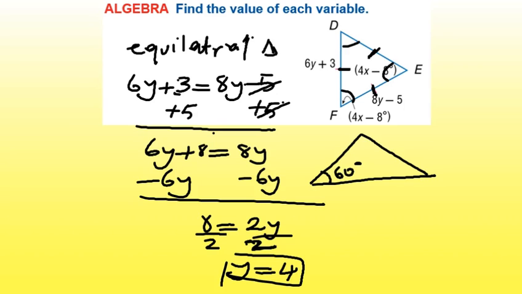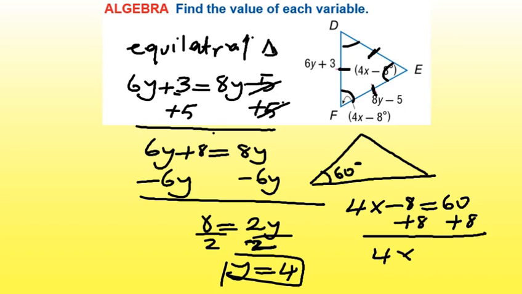So I can set up this equation knowing this fact that 4x minus 8 will be equal to 60. Then we're going to add 8 to both sides. Then I got 4x is equal to 68. Then I'm going to divide each side by 4. So when I divide each side by 4, I'm going to get x equal to 17.